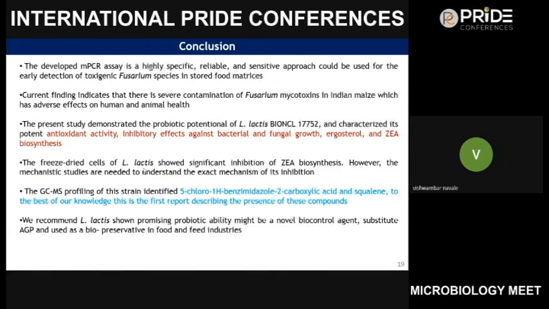But the actual mechanism at the molecular level needs to be examined. Our GCMS profiling of this strain shows it produces bioactive molecules like 5-chlorobenzimidazole, 2-carboxylic acid, and squalene. These are being reported for the first time from this strain, and we recommend this Lactococcus lactis strain as a promising probiotic bacteria that might be used as a novel biocontrol agent to substitute the antibiotic growth promoters which are routinely used nowadays in food and feed.